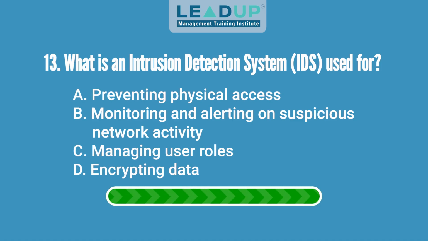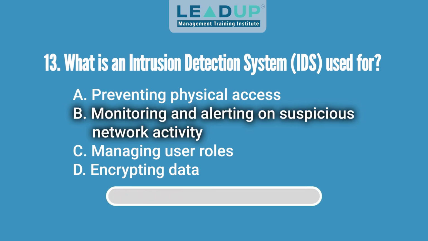Question 13. What is an intrusion detection system, IDS, used for? A. Preventing physical access. B. Monitoring and alerting on suspicious network activity. C. Managing user roles. And D. Encrypting data. The answer is monitoring and alerting on suspicious network activity.